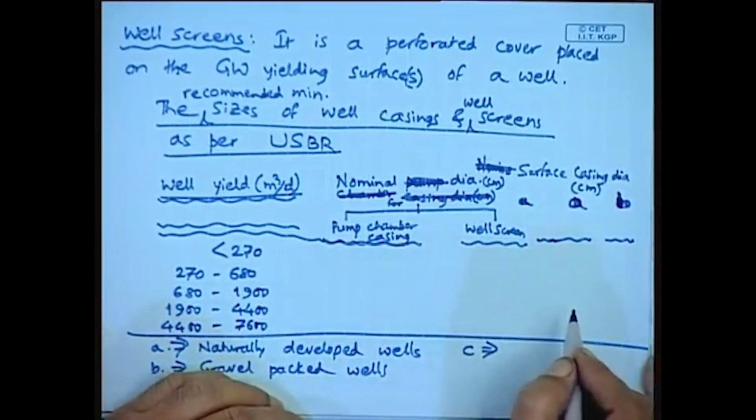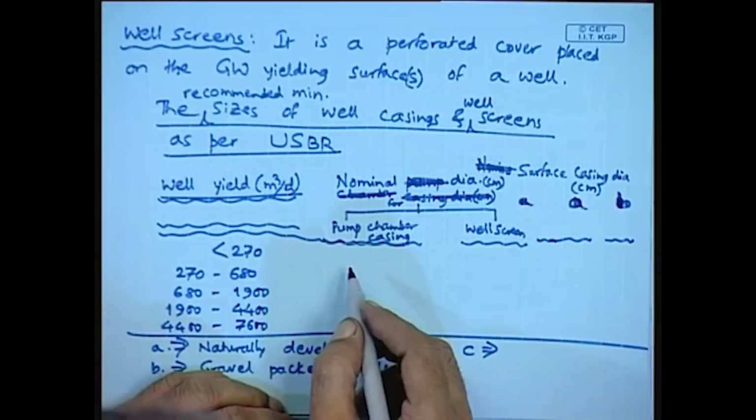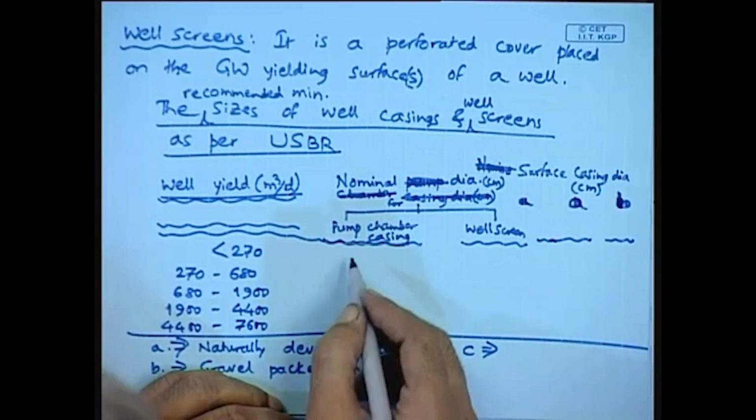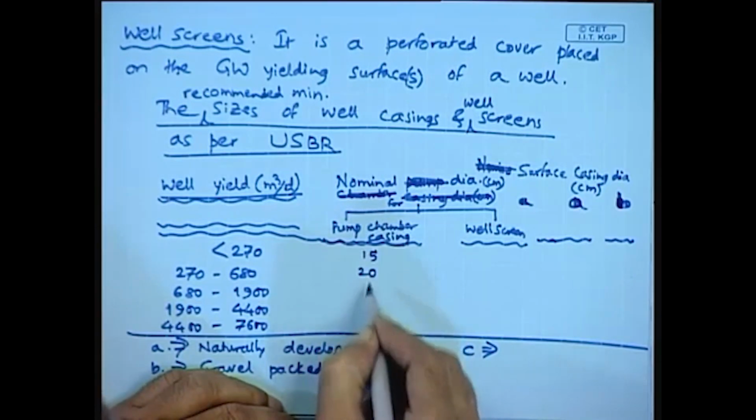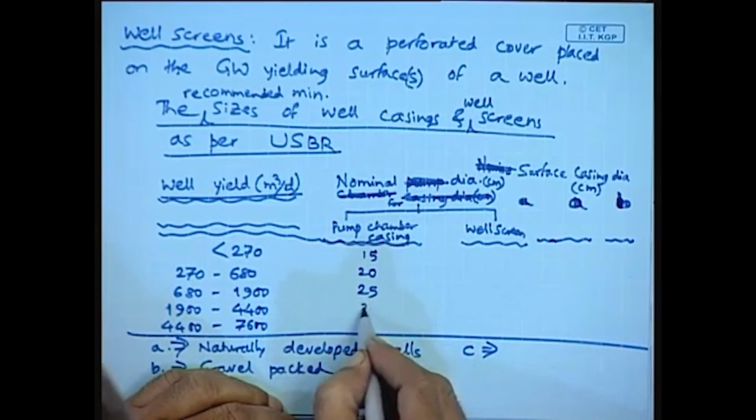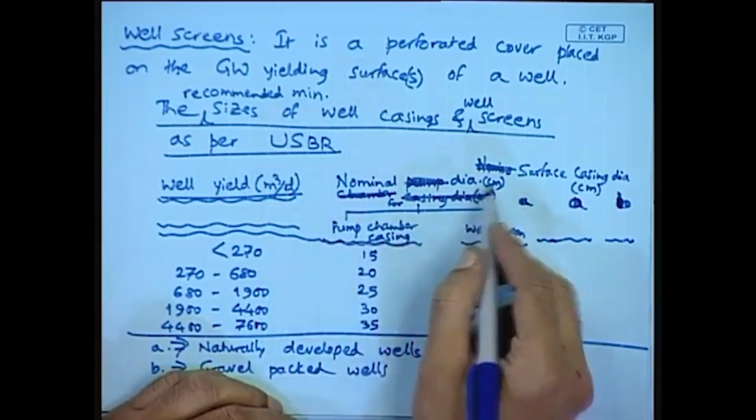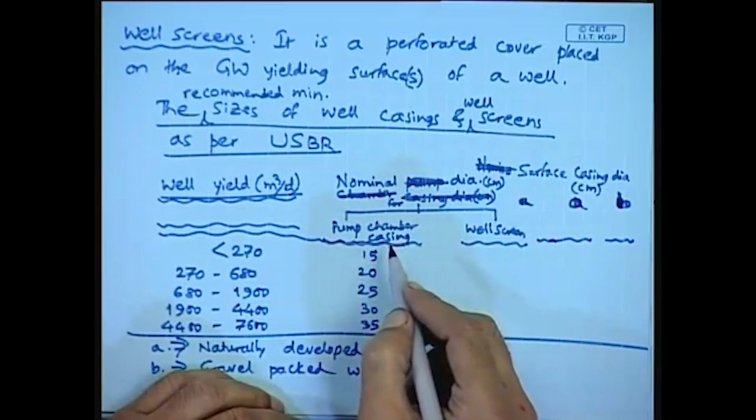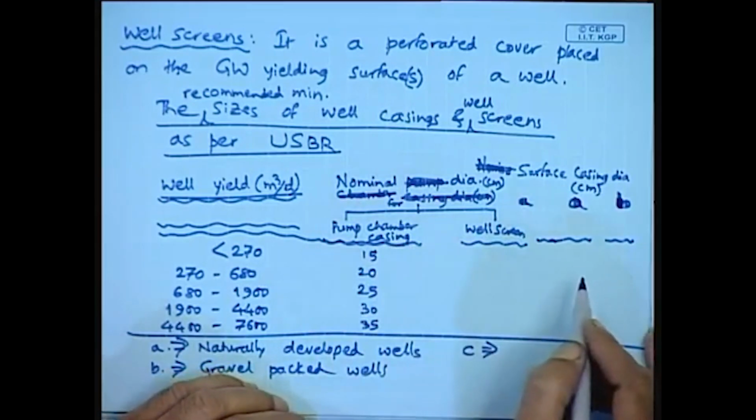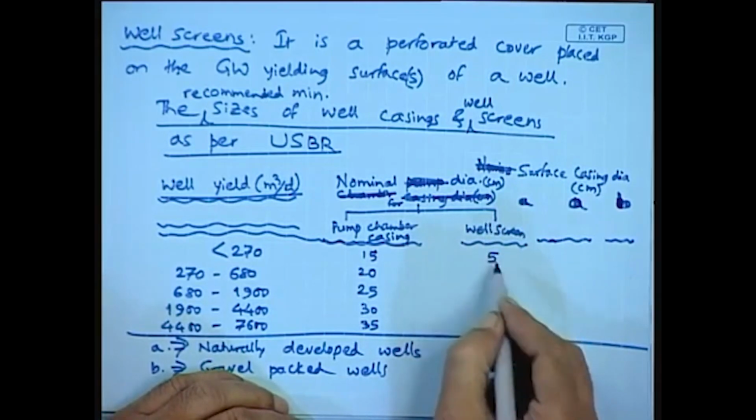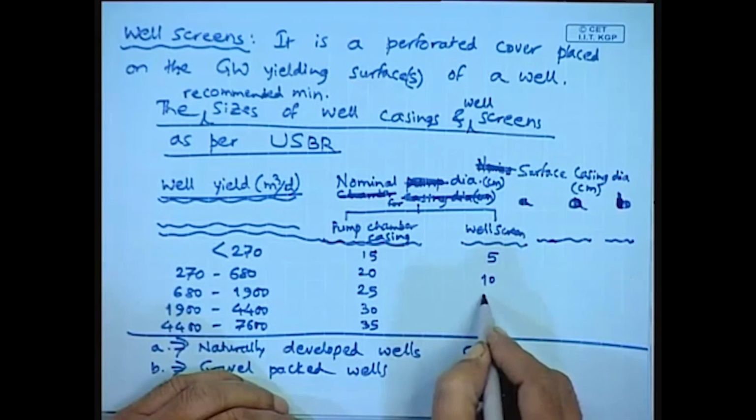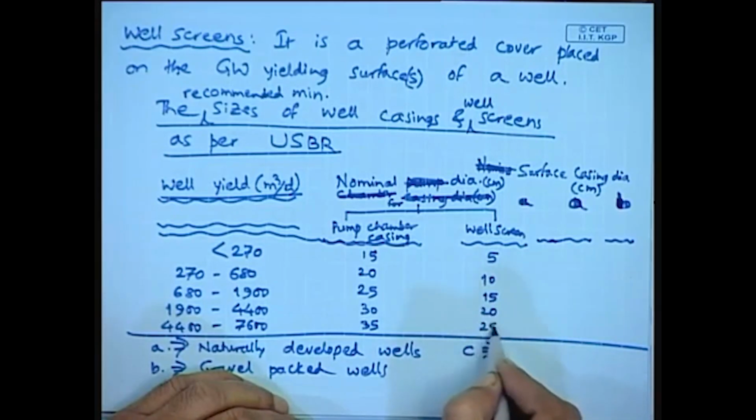For this, the nominal pump chamber diameter is 15, 20, 25, 30, and then 35 in centimeters. Similarly, the nominal screen diameter for a well screen is 5, 10, 15, 20, then 25.